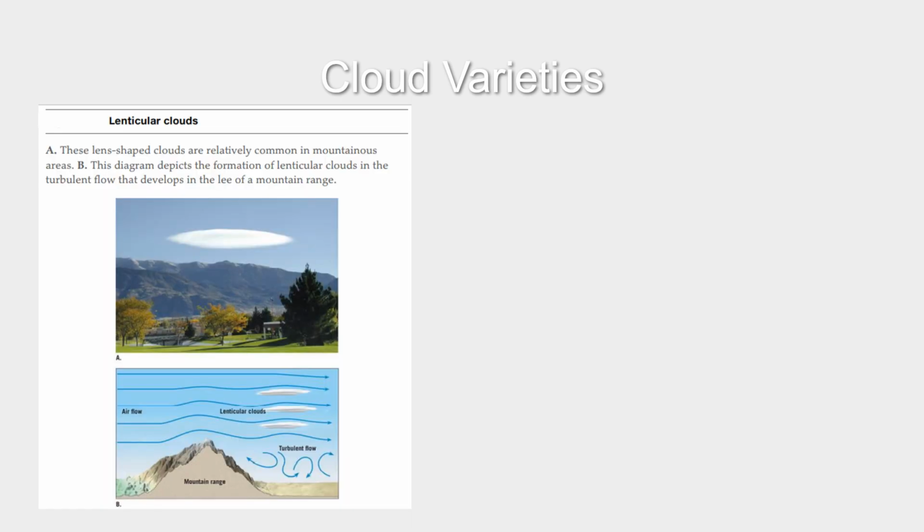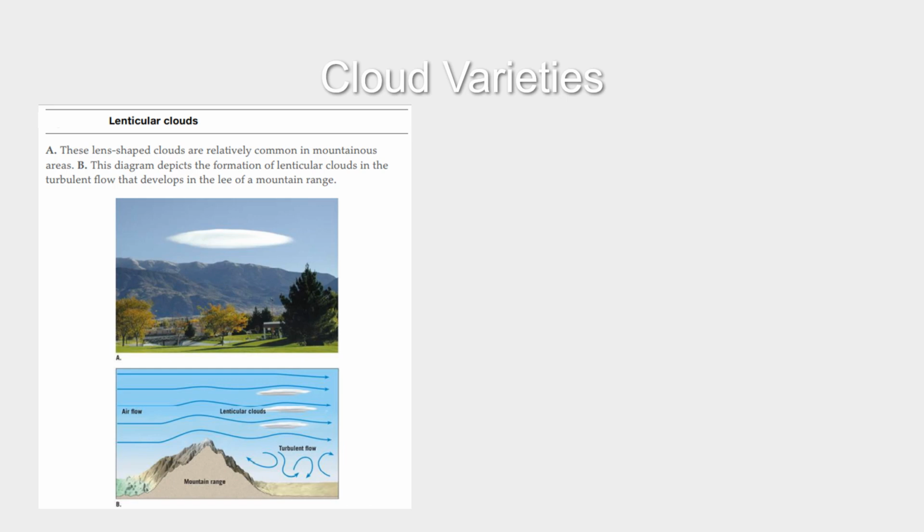So for cloud varieties, actually, the 10 basic cloud types that we've seen can be further subdivided into varieties that are named using adjectives that describe particular cloud characteristics. For example, here are the lenticular clouds. Here in the first picture, these lens-shaped clouds are relatively common in mountainous areas. That's why they're called lenticular clouds, because they're lens-shaped.